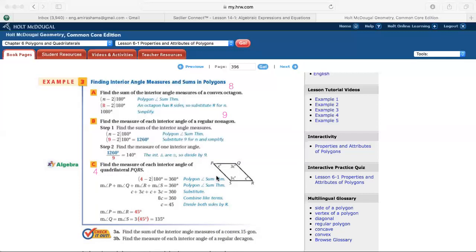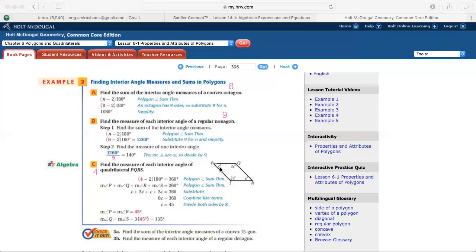So they want to get all the measures C and 3C and C and 3C. They all are equal to 360. If I add them together, because all of them have the same variable, which is C, I have 8C. When I divide both sides by 8, C is equal to 45.